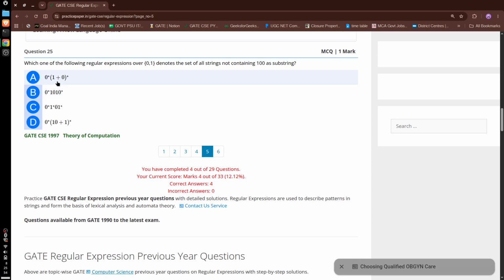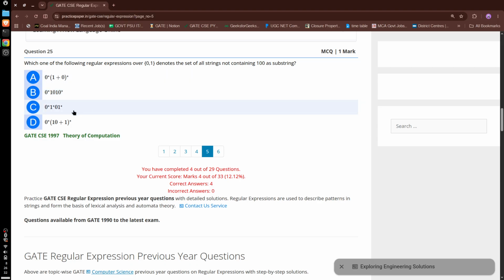Let's go with question 25. Which one of the following regular expressions denotes the set of all substrings containing 100? Actually, I have seen this question before. According to this statement, I was picking only this statement. Let me go with this. Does it make 01? Yeah, of course it's making it, because we can pick this one and then we can pick 00. Done. We can make this one, because this is 1 and 0, so yeah, it's making it.